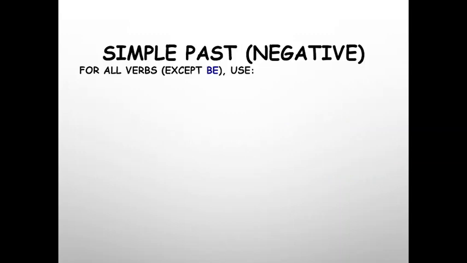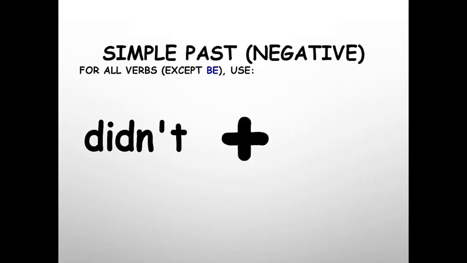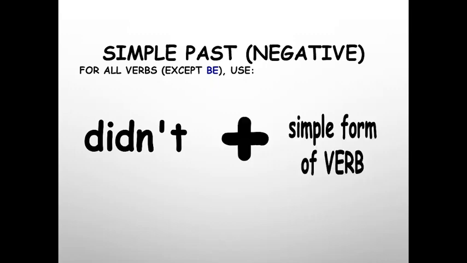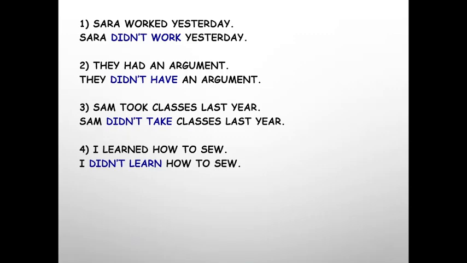Simple past negative. For all verbs except be, use didn't plus the simple form of the verb. Examples: Sarah worked yesterday. Sarah didn't work yesterday. They had an argument. They didn't have an argument. Sam took classes last year, and Sam didn't take classes last year. I learned how to sew, and I didn't learn how to sew.